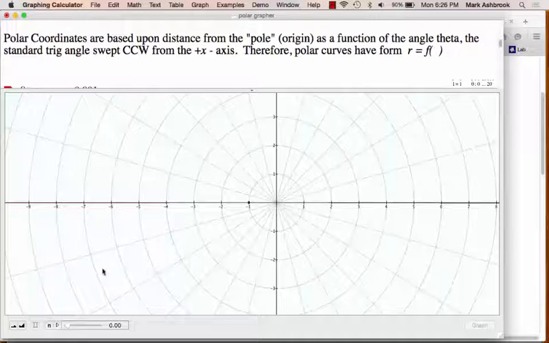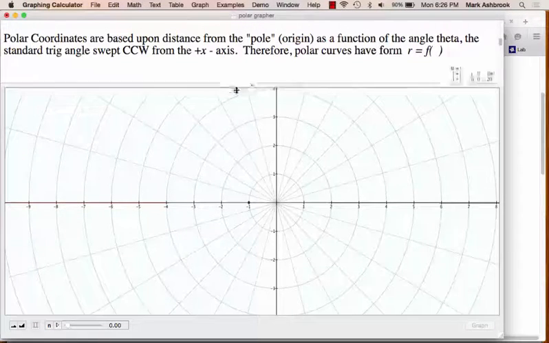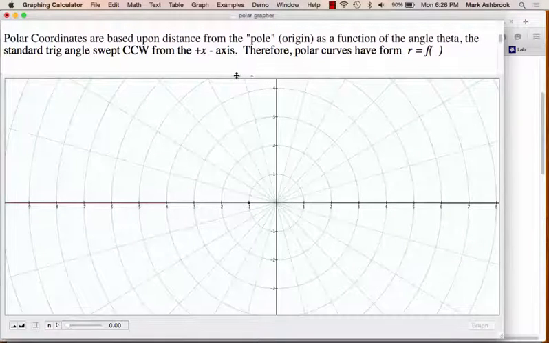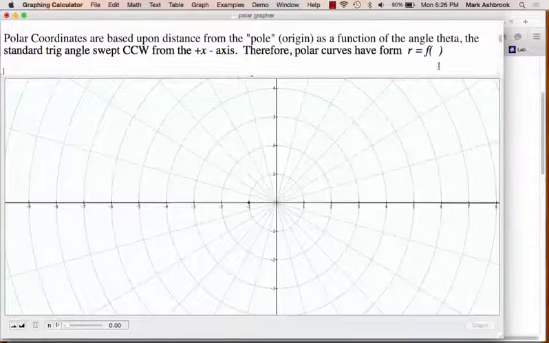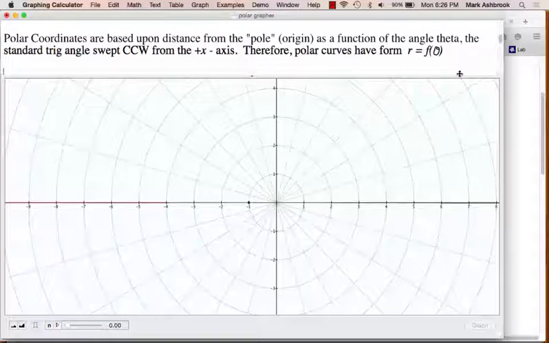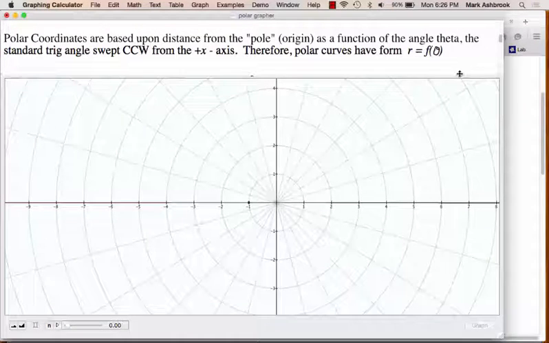So let's take a look at this here. Polar curves have the form r as a function of theta. So you have some expression of theta, and as theta increases from the positive x-axis, as you rotate around, you have a corresponding distance from the origin for every theta. So let's see what that looks like. Here's an example.